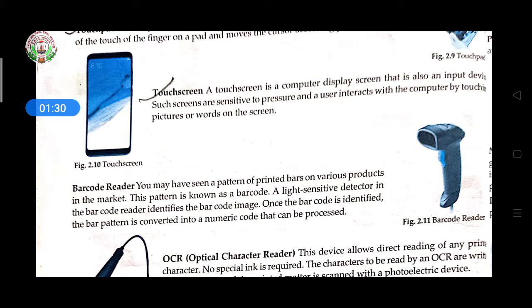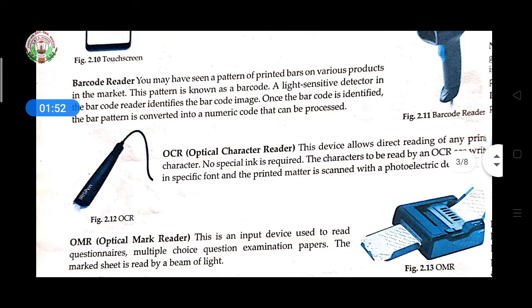Then the touch screen. A touch screen is a computer display screen that is also an input device. Such screens are sensitive to pressure, and a user interacts with the computer by touching pictures or words on the screen. So children, you know about the touch screen. Nowadays all are using touch screen laptops and touch screen mobiles. So this is the same as what you are using nowadays.